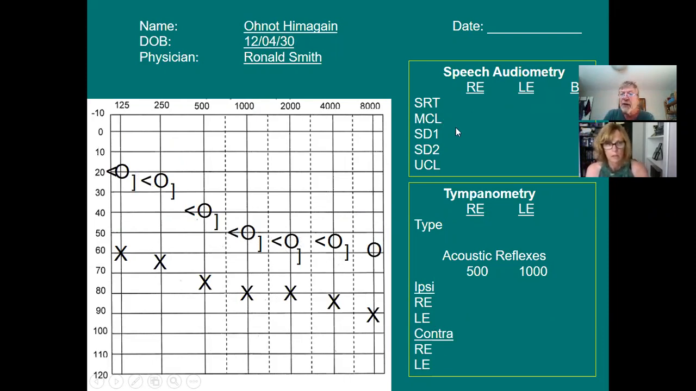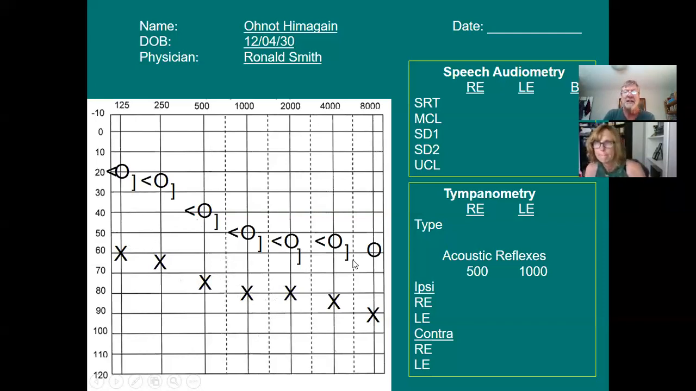MCL. Well, we're going to look at this more next week. His hearing loss is sensorineural, so MCL is going to be quite low, around 70. In the left ear, it's going to be way higher because the left ear has a plug in it again. The left ear has that air-bone gap.